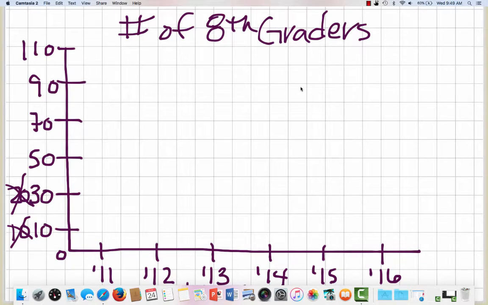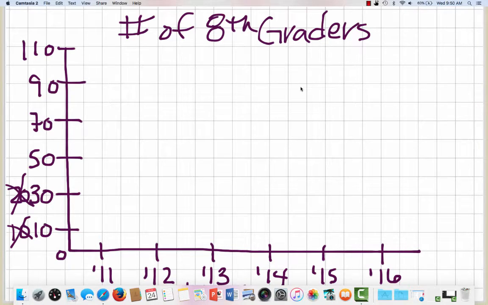Say in 2011 there were, I don't know, 70-something kids. Just put a dot somewhere between 70 and 80. In 2012, say it dropped a little bit and we had like 60 kids. In 2013, it skyrocketed and we had 102 kids. 2014, maybe we kind of stayed on par and we had 90 kids.